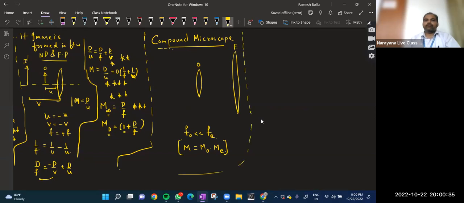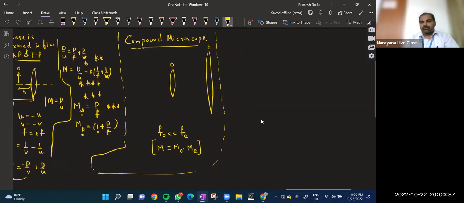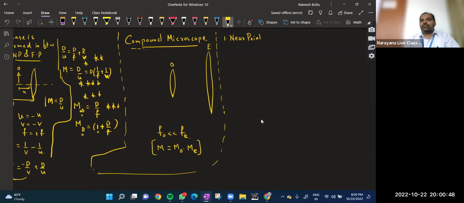Now, students, as I told you, how many possibilities of images will be formed, respond? First is what? I am requesting you all, what is the first one? Near point. Near point, or what is another name? Strained eye. Just see this. This is which lens? Objective lens. O means what? Objective lens.